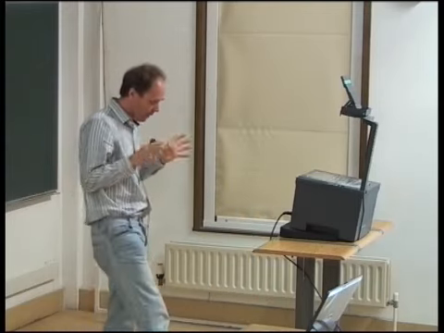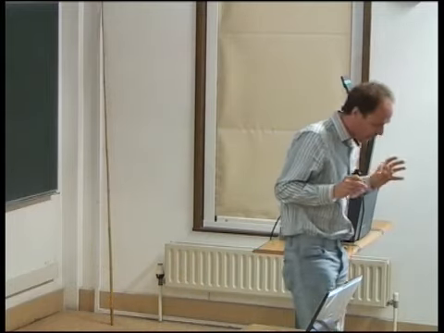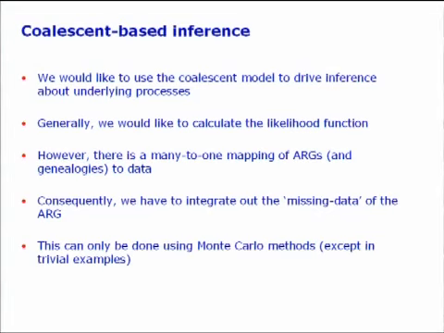Now, that's what the model looks like. What about performing inference under the model? Broadly, we'd like to use this model, or the theory generally, to drive inference about these underlying processes. More specifically, we'd like to calculate the likelihood function. That is, for a given data set, we'd like to calculate the probability of observing that data given a set of underlying parameters. And we might want to maximize that or perform some kind of Bayesian inference.